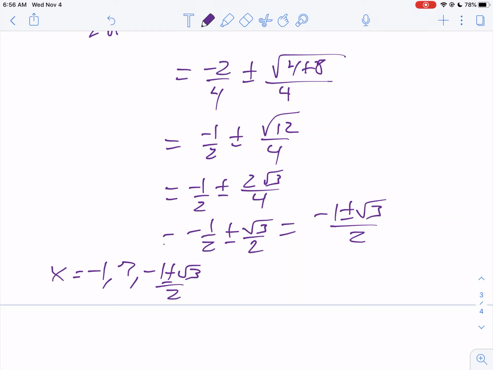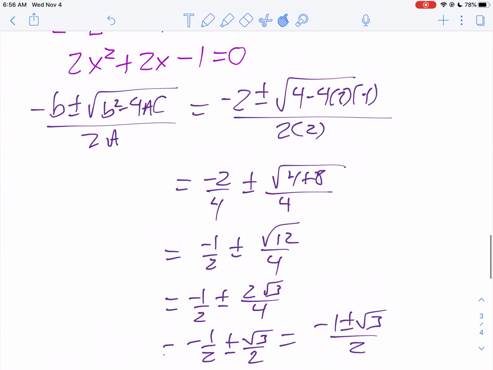If you have a plus or minus sign on your answer box, you can put that as one answer. If not, you have to write -1 plus the square root of 3 over 2, comma, -1 minus the square root of 3 over 2. And there we have that problem.